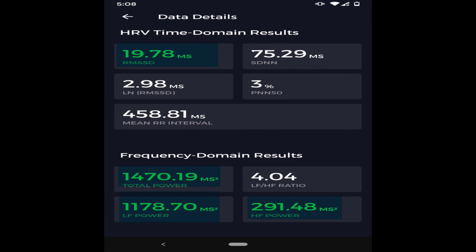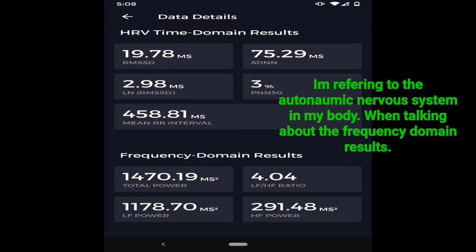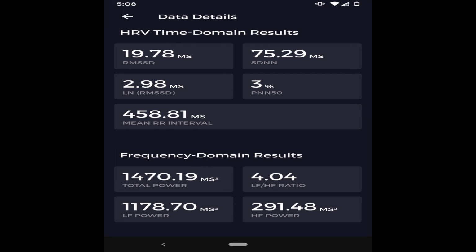So here we go with this part here. Mostly what I look at when I'm looking at these numbers is the root mean squared successive difference, that's the RMSSD. I look at that, and then the total power, which is a combination of high frequency and low frequency. That represents parasympathetic for HF and sympathetic for LF. And that just shows me how my system responded.